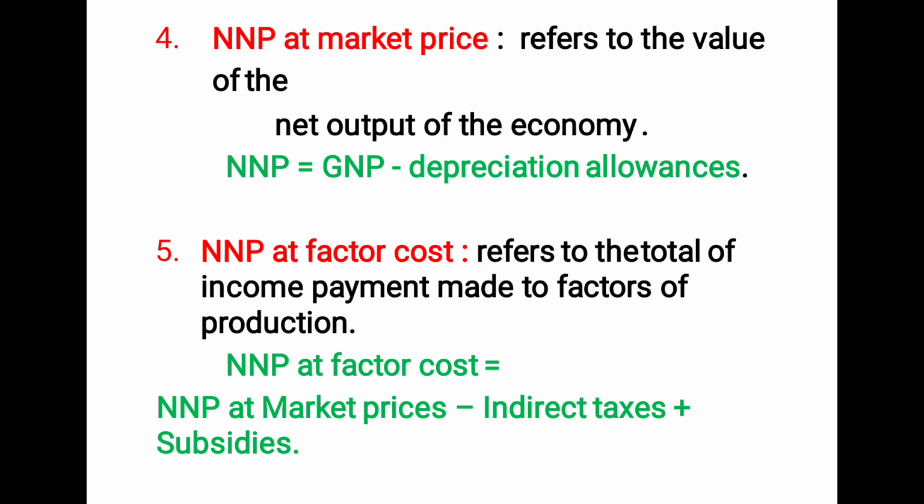The next one is NNP at market price. What does it refer to? It refers to the value of the net output of the economy. So NNP is equal to GNP minus depreciation allowance. Now what is NNP at factor cost? NNP at factor cost refers to the total of income payments made to the factors of production. What is the formula for NNP at factor cost? NNP at factor cost is nothing but NNP at market price minus indirect taxes plus subsidies.